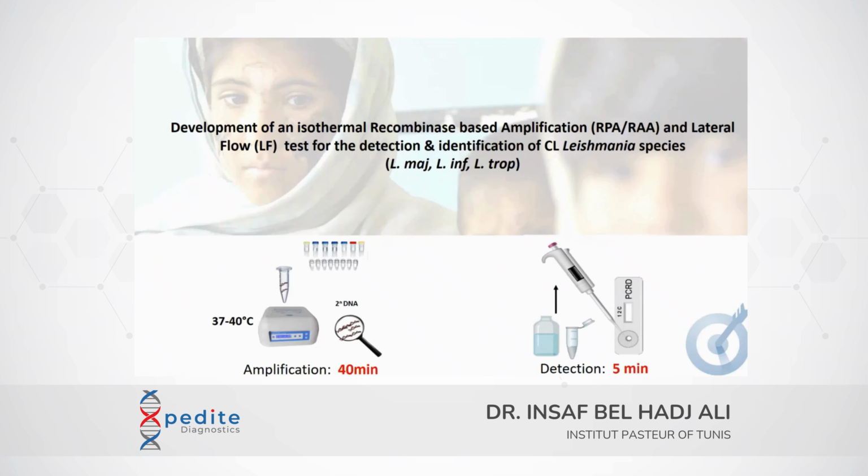So the first test we developed was based on recombinase polymerase amplification, coupled to a lateral flow immunochromatography assay for the detection and identification of CL Leishmania species. So we were able, by using this test, to deliver a result within 45 minutes, including 40 minutes for the isothermal amplification and 5 minutes for the lateral flow detection.